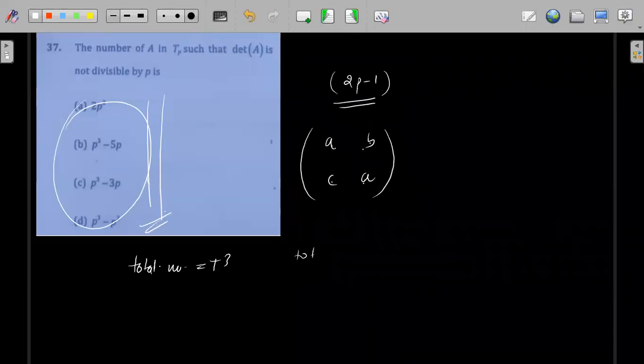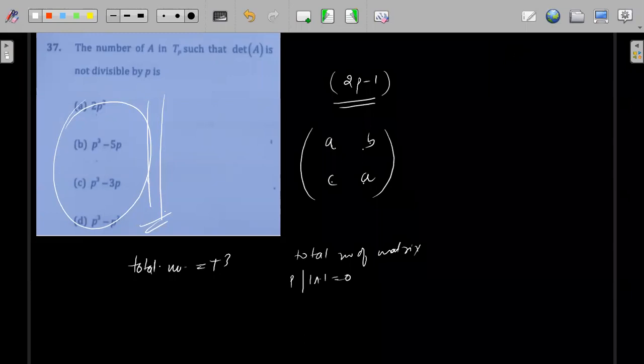So we have to find the total number of matrices whose determinant of A is divisible by P, right? So now we will find the total number of matrices whose determinant is divisible by P. So let's see how we can find this. We have the total number of matrices in TP. The number of matrices in TP whose trace is divisible by P is P square. Okay, so we have A square minus BC, and this should be divisible by P, so we can write lambda P.